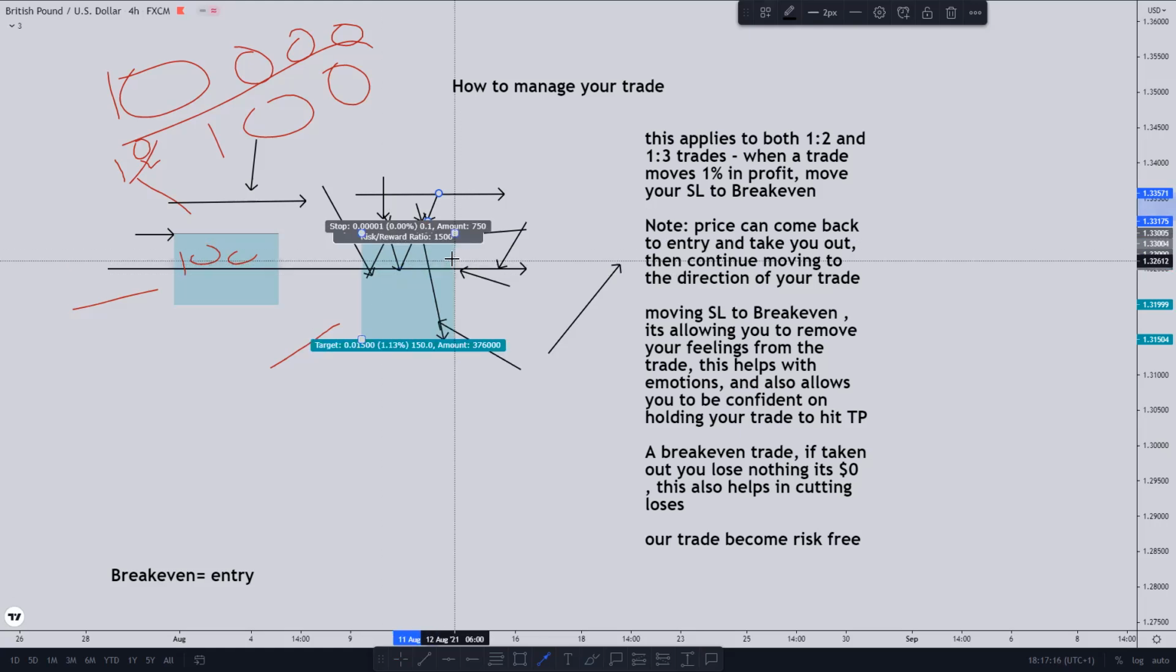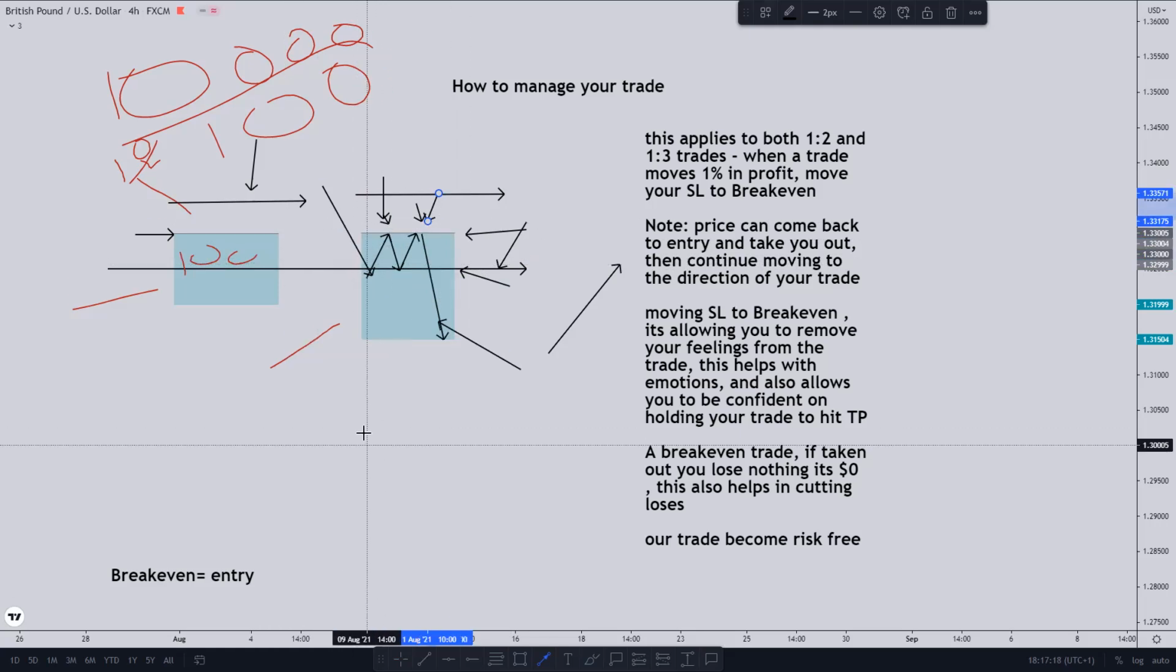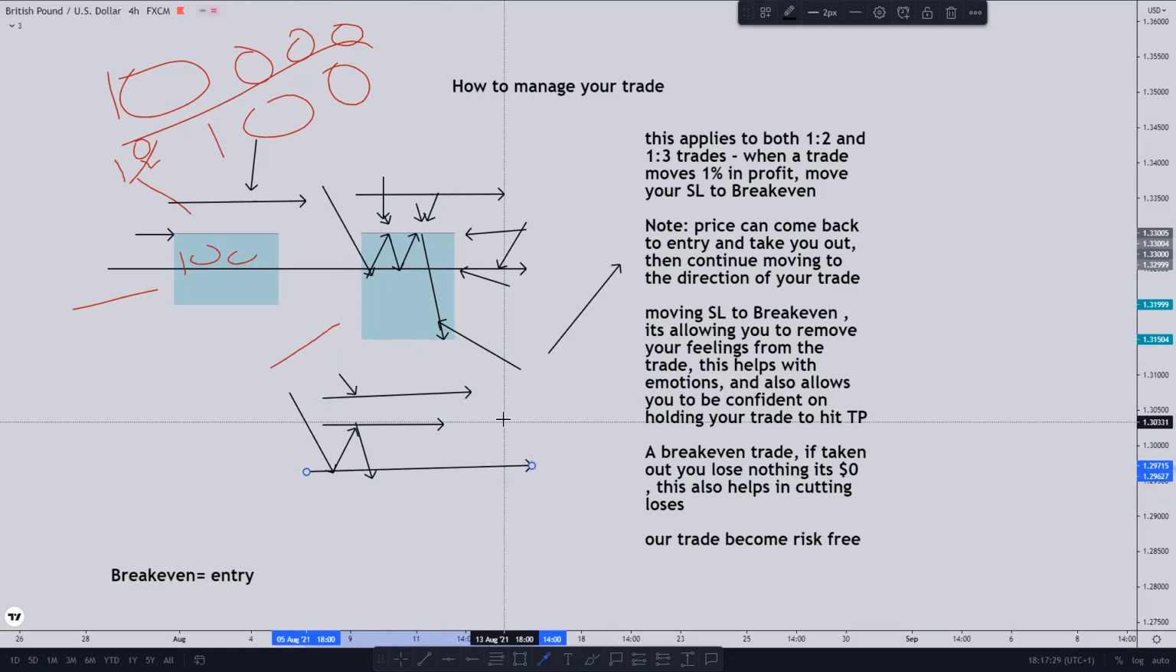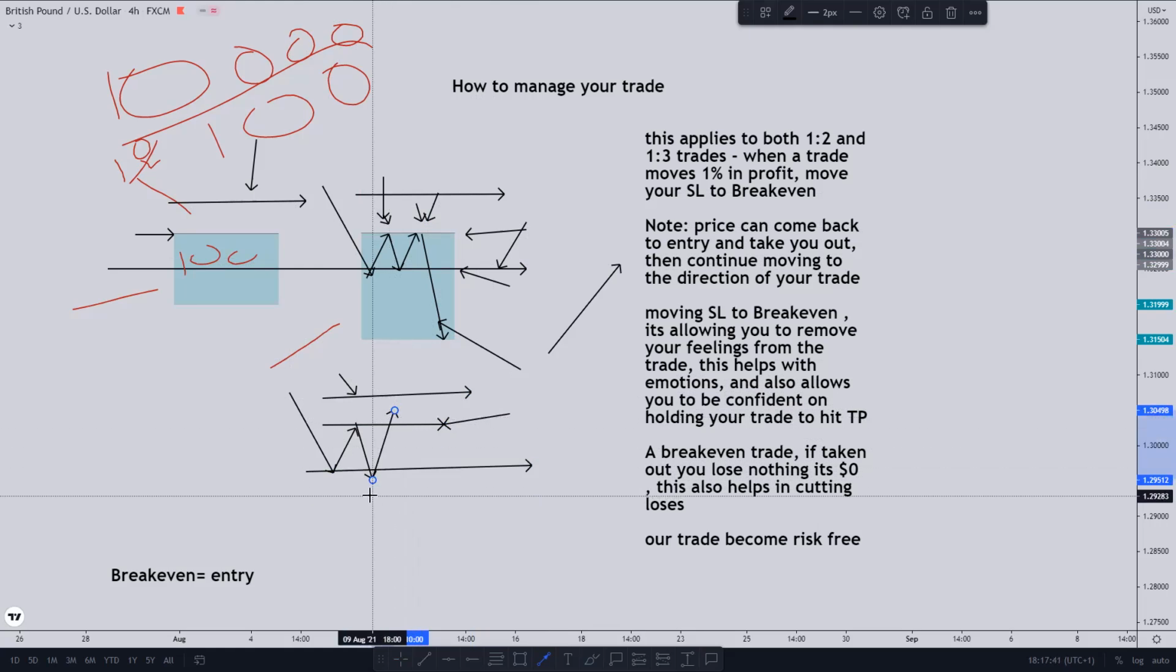So sometimes when a trade comes back, you sell with your stop loss above structure, and then it goes 1% in profit, and then you move your stop loss to break even, and then it comes back and takes you out. Sometimes it's a sign that the market is about to change direction, right? So after you've been taken out at break even, wait and see what price is going to do next. Don't just jump back in and sell the market, right?